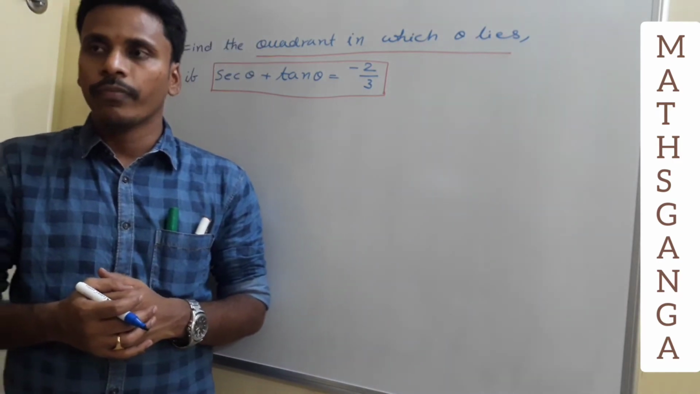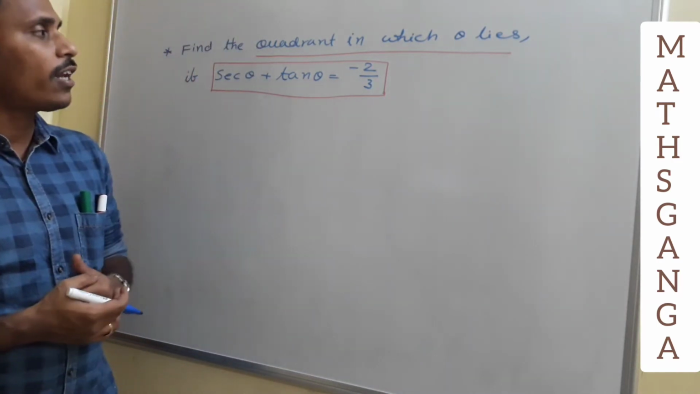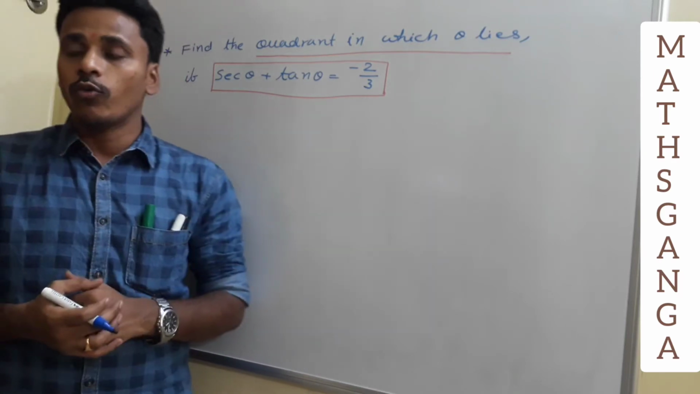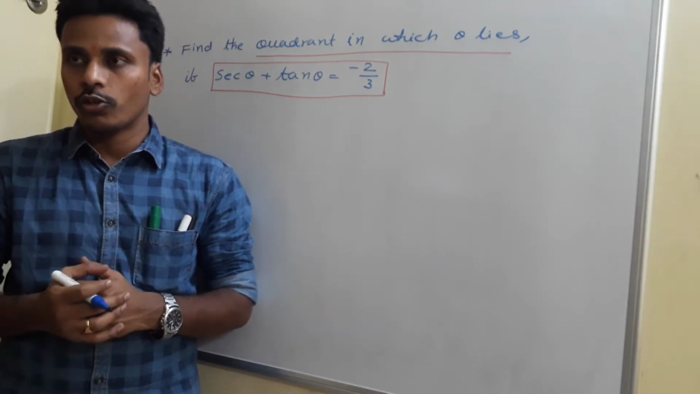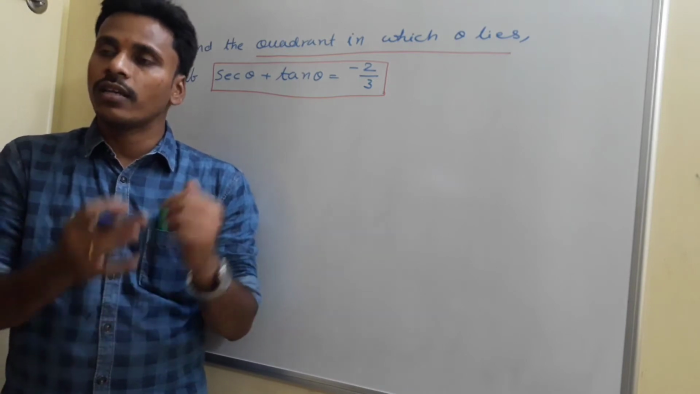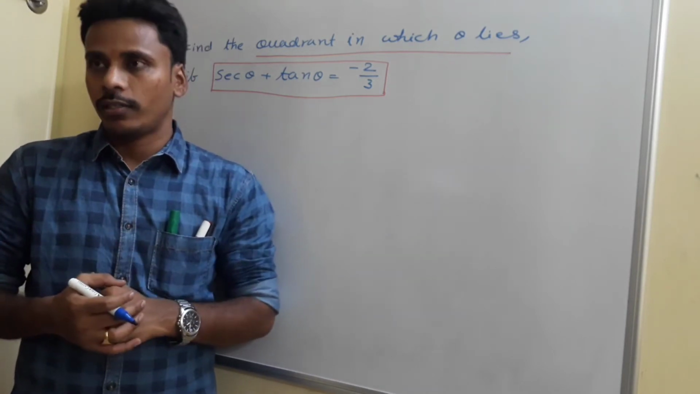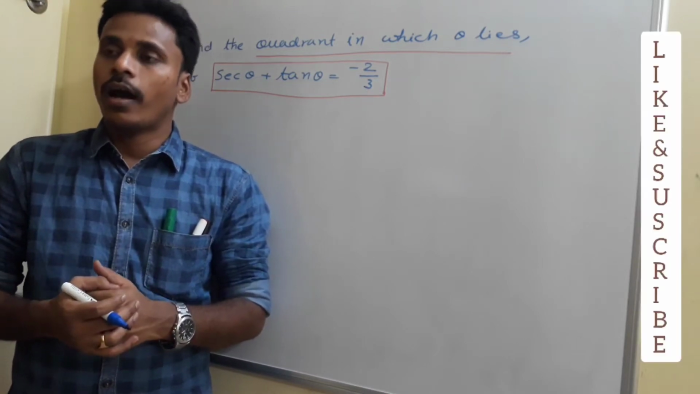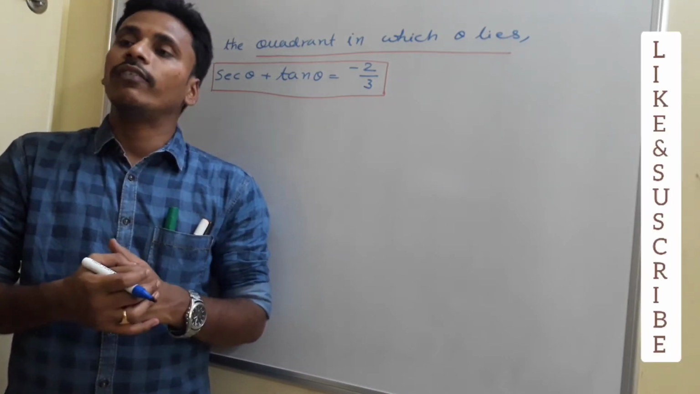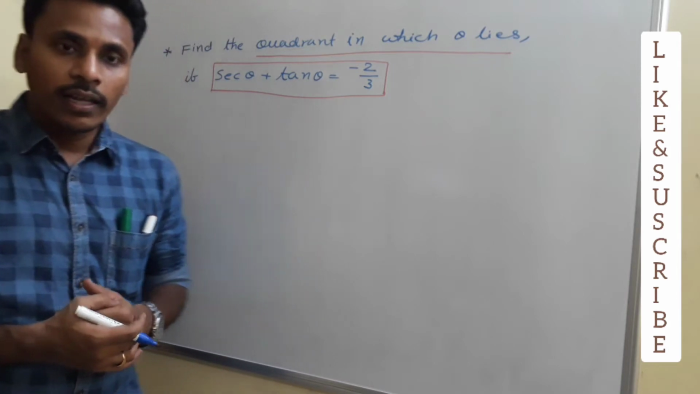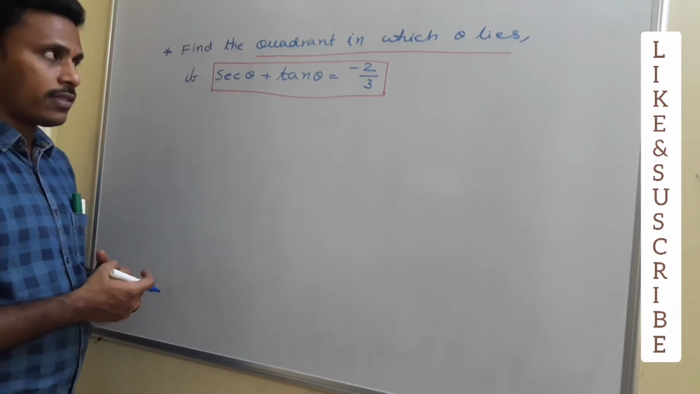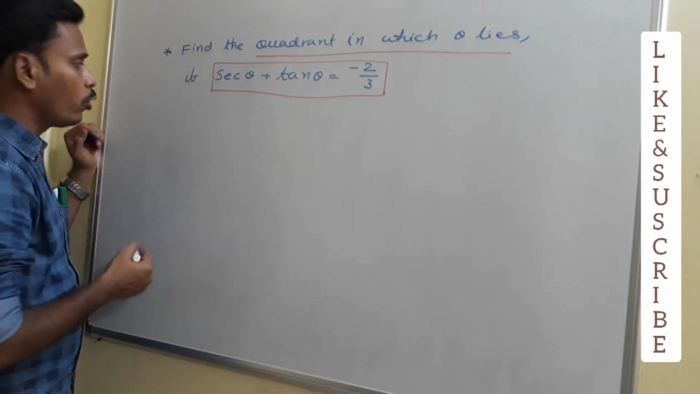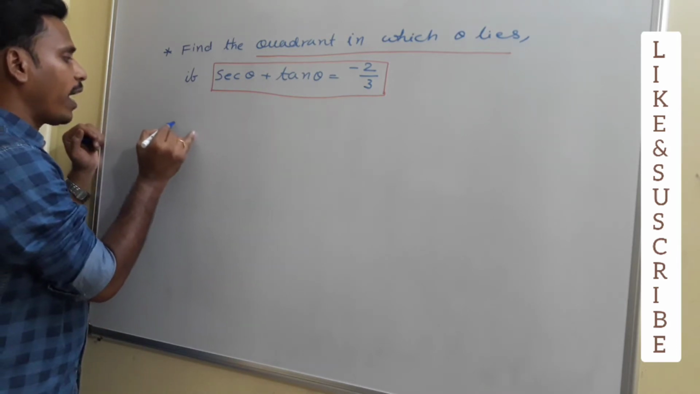We know it, okay? And now, since secant theta plus tan theta is given as minus 2 by 3, from there you just try to find some trigonometric ratios. What I am going to find is sin theta and cos theta, right? If I know the values of sin theta and cos theta, I will try to decide the quadrant in which theta lies.